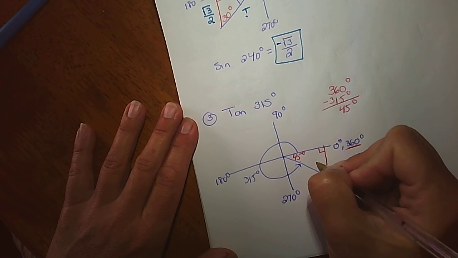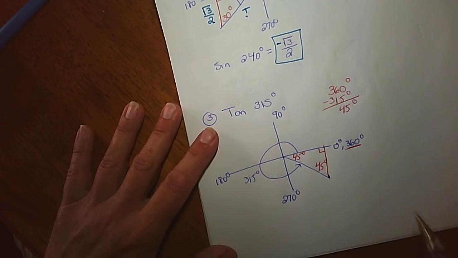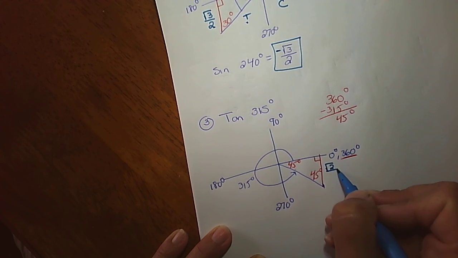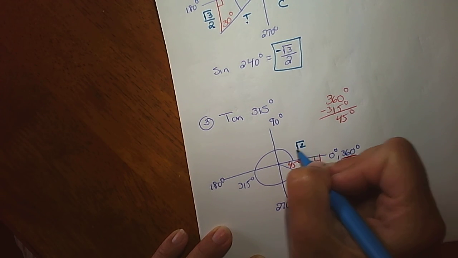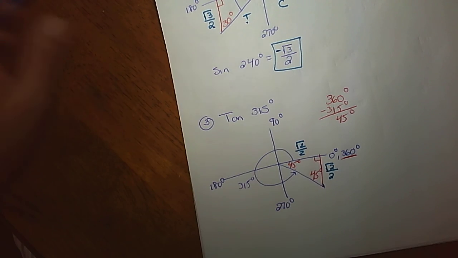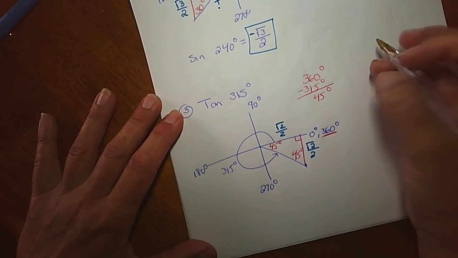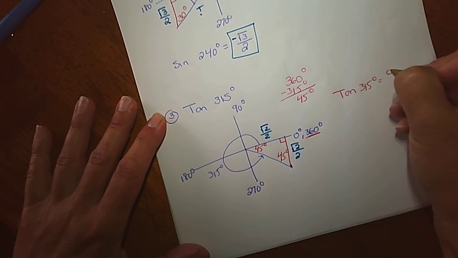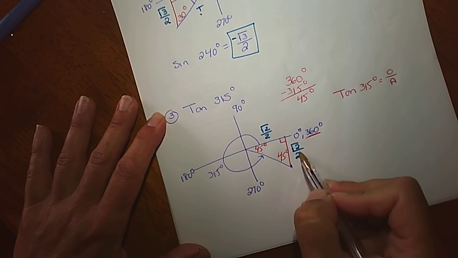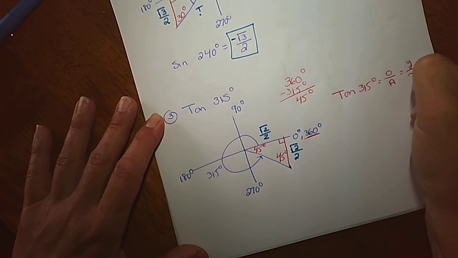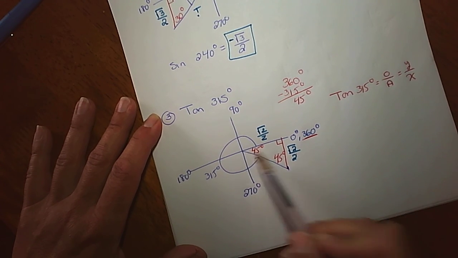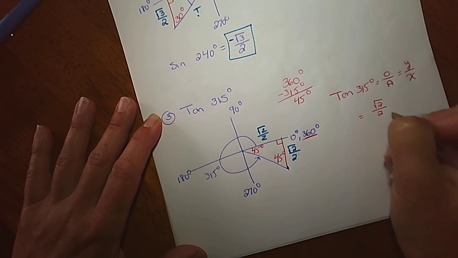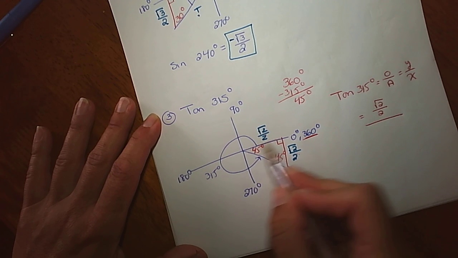Well, if that's 45, then this guy's got to be 45. Now we're going to label the sides. Across from 45 is always going to be radical 2/2. Radical 2/2. Now, tangent. Two different ways of doing tangent of this guy. Tangent is either opposite over adjacent, or y over x. It means exactly the same thing. See, opposite, it's the up and down, that's the y. So I'm going to do radical 2 over 2 over, and the x is this guy.